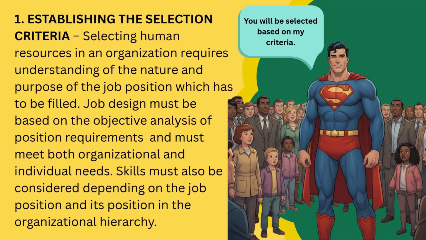The selection process involves the following. 1. Establishing the selection criteria. Selecting human resources in an organization requires understanding of the nature and purpose of the job position which has to be filled. Job design must be based on the objective analysis of position requirements and must meet both organizational and individual needs. Skills must also be considered depending on the job position and its position in the organizational hierarchy.